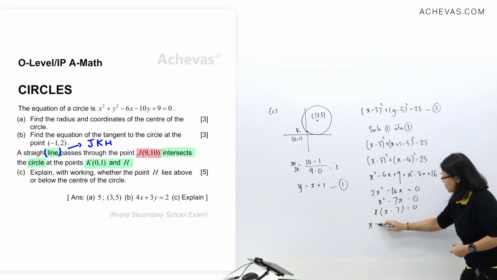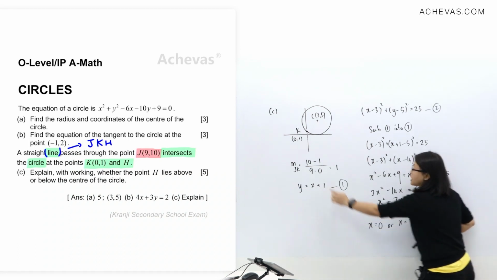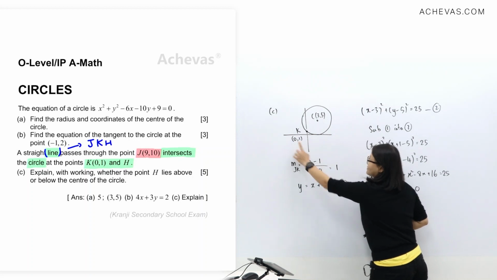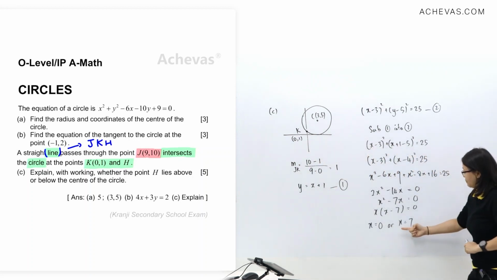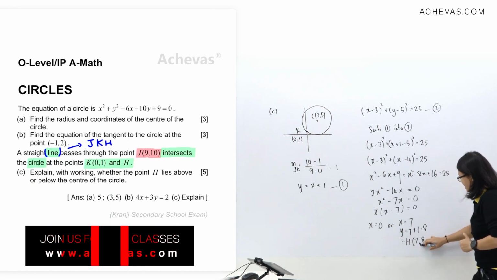So we have two answers, either x equals 0 or x equals 7, which is good because we know one of the points here is point K where the x value is 0. So the other point must be point H. So to find the y coordinate, let's put this back into number 1. So I have y equals 7 plus 1 equals 8. So I'm going to write down the H coordinate is 7, 8.